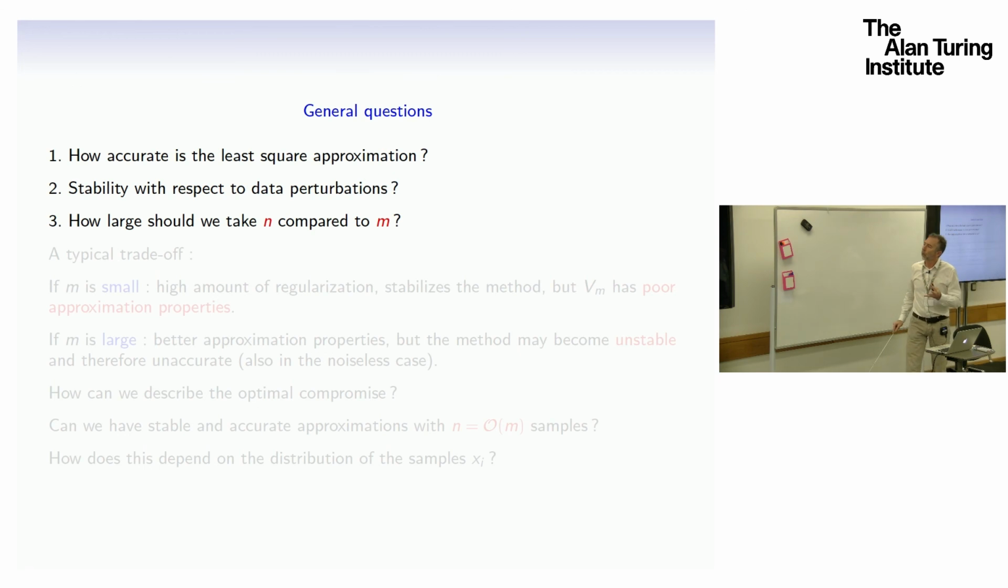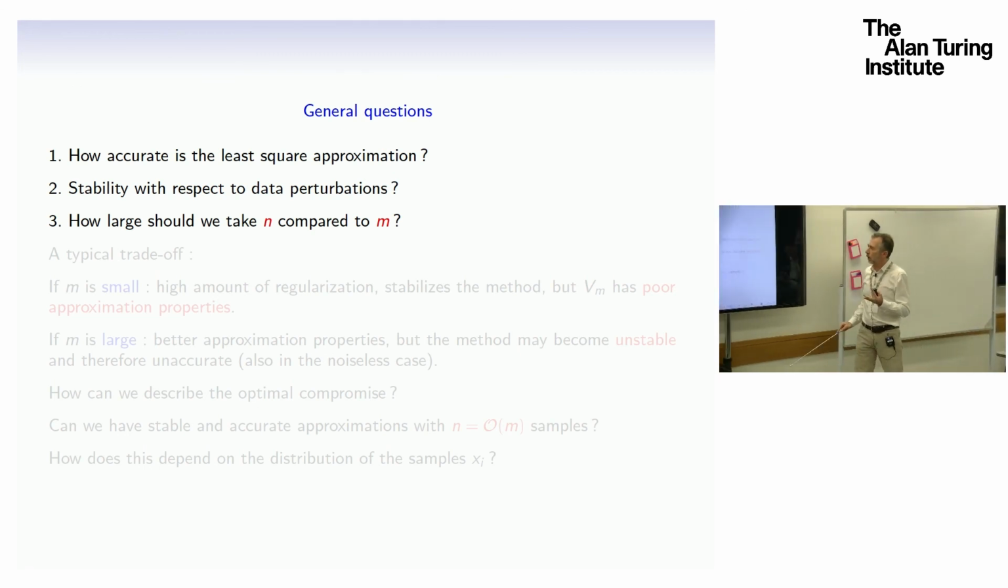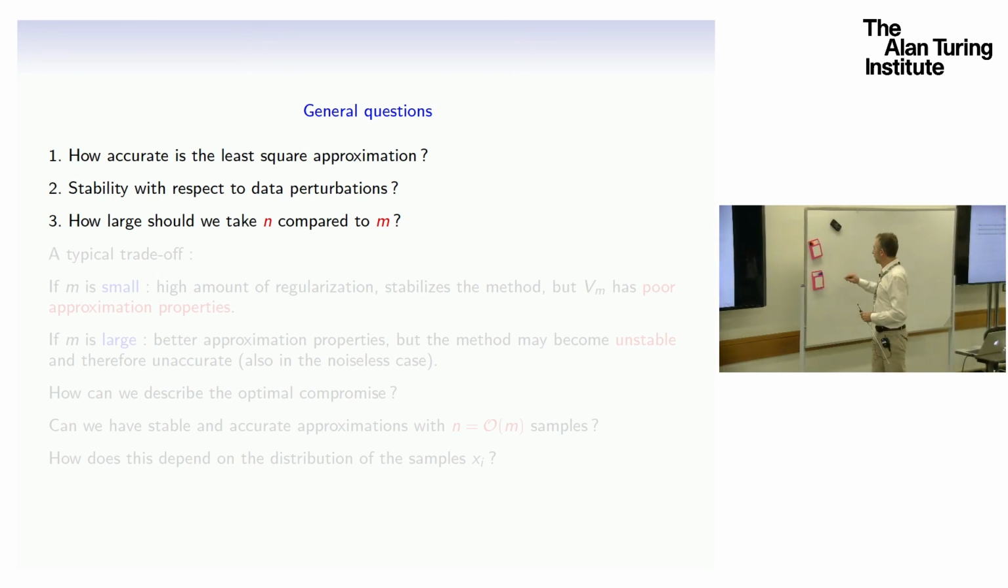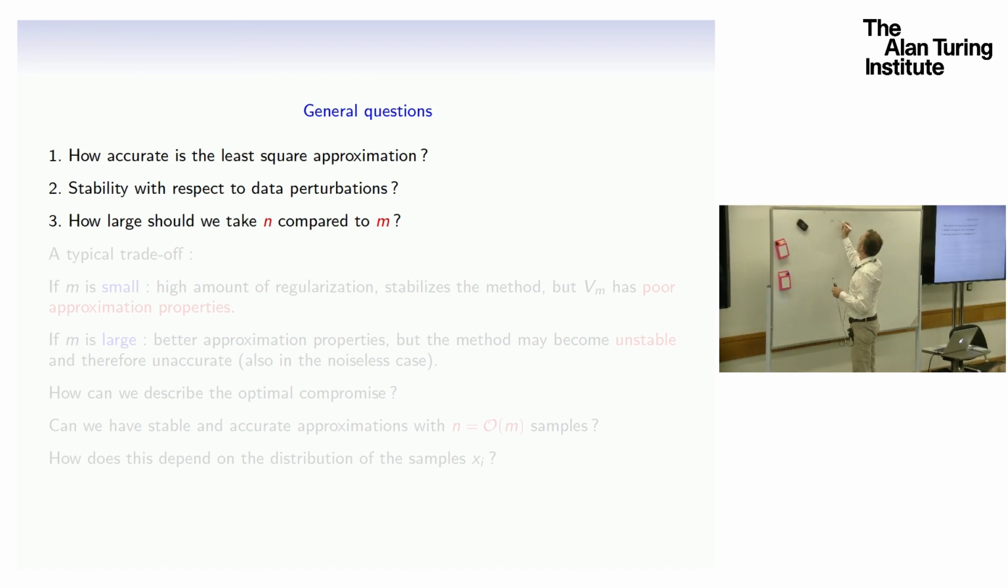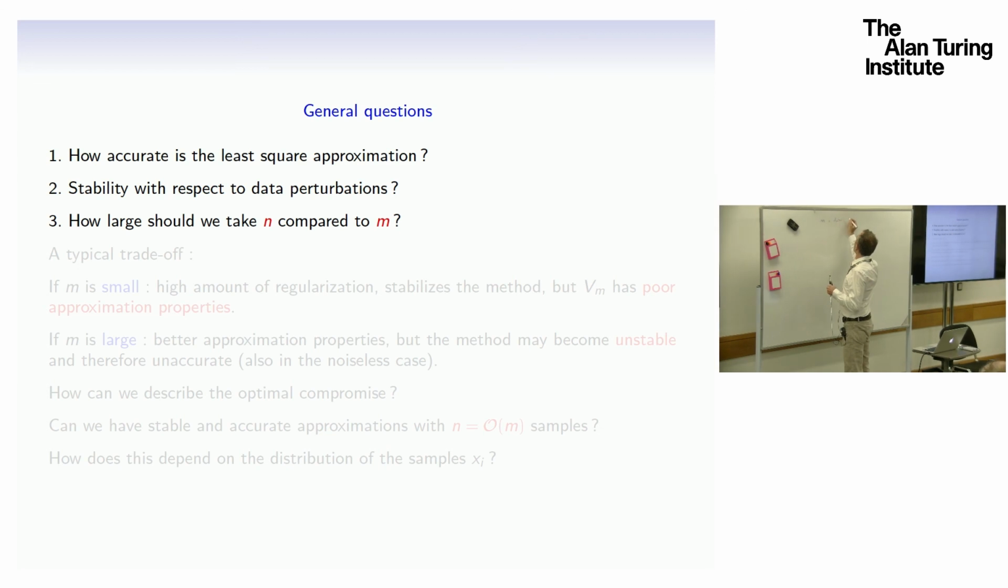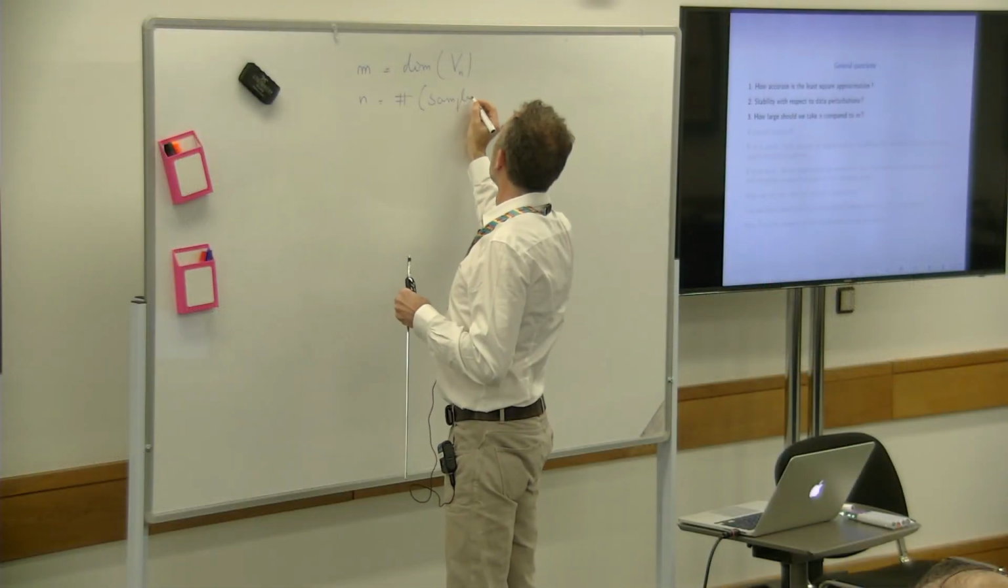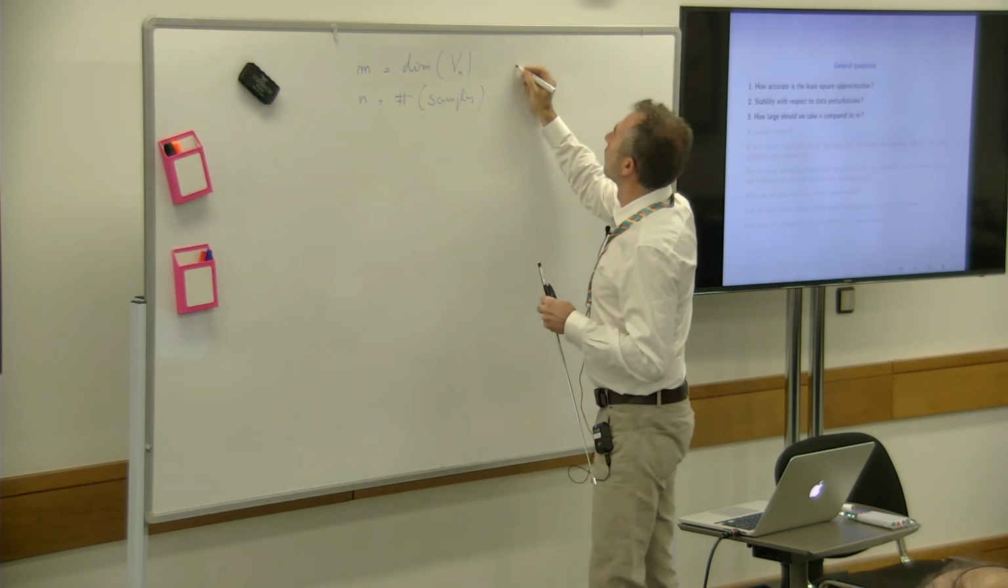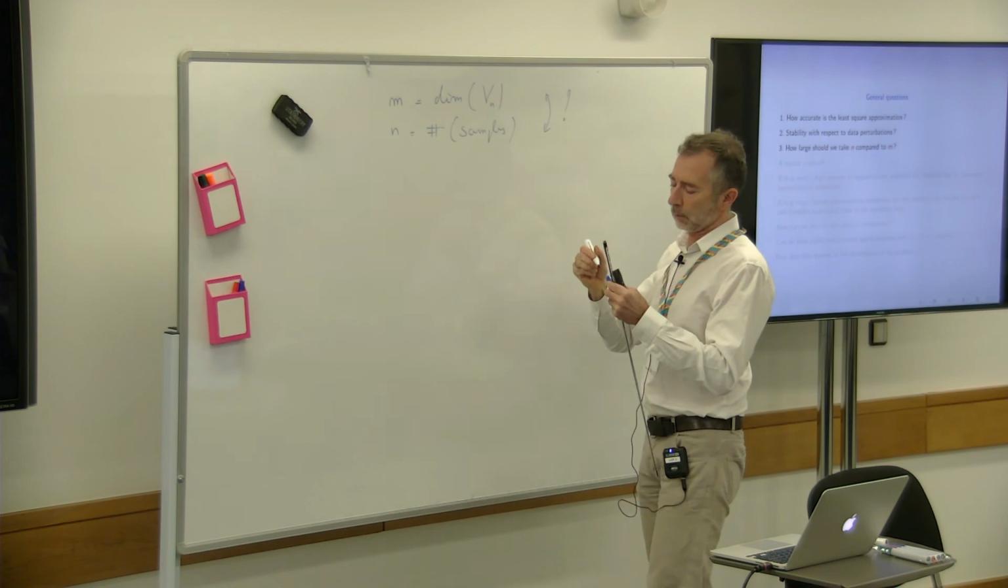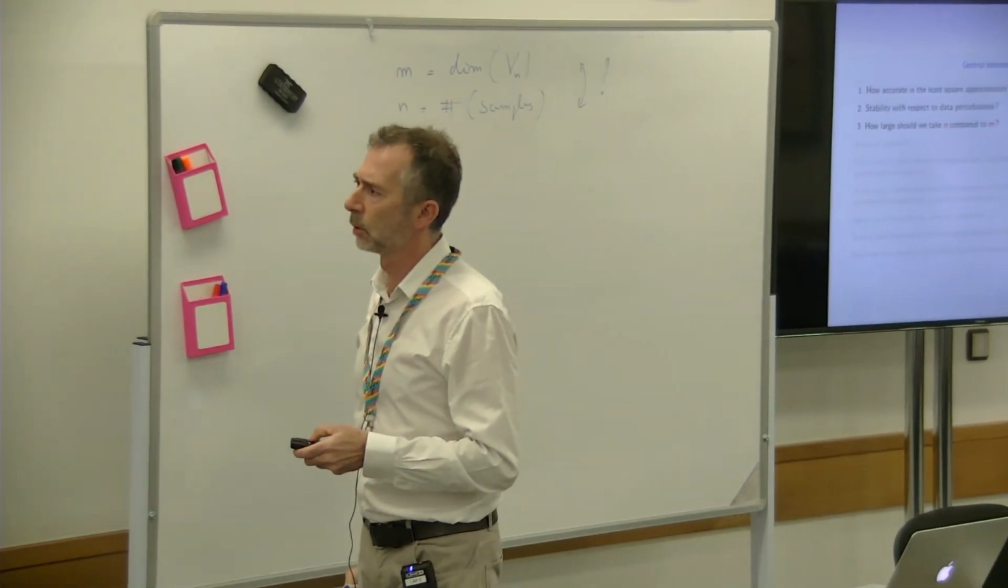Okay, so what are the general questions? Of course, how accurate is this? How stable is this with respect to data perturbation? And you see here you have two parameters entering the game. m is the dimension of Vm, so the dimension of the space where you build your projection. And n is the number of samples. And there must be some kind of interplay between these two quantities.